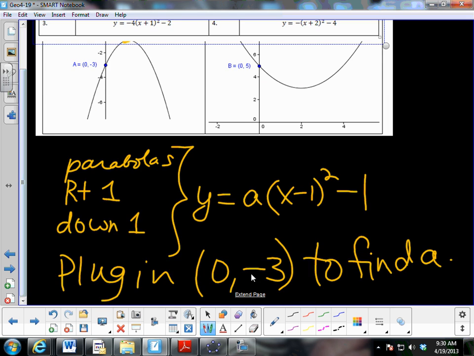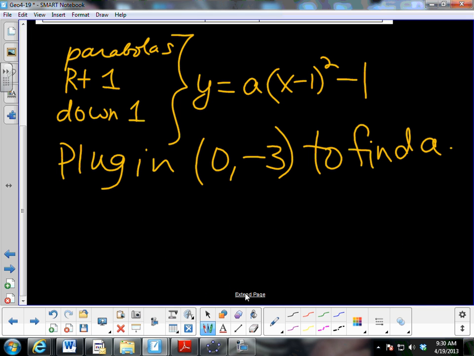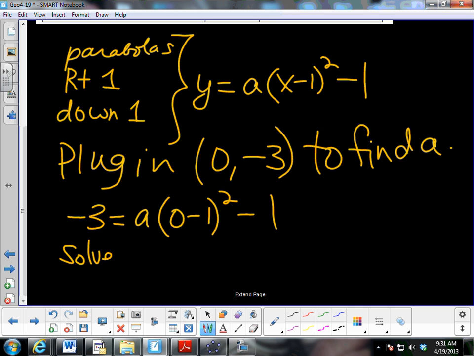So 0 goes for x and -3 goes for y. -3 equals A times the quantity 0 minus 1 squared minus 1 on the outside. Now we need to solve this for A. Marissa. You can. It'll come out negative automatically for this too. But you're right. A will end up being negative.